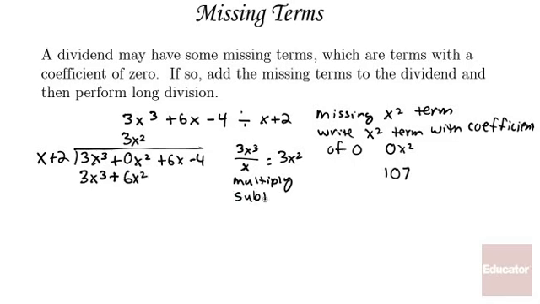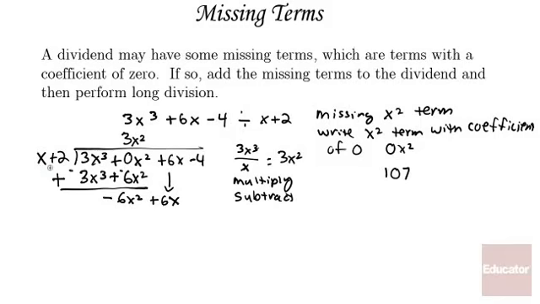Then subtract. So after you multiply, subtract. And remember, this is the same as adding the opposite. So I'm going to add the additive inverse of both of these. Okay, 3x cubed minus 3x cubed cancels. Now I have x squared minus 6x squared to yield negative 6x squared. Before I divide this term, I need to remember to bring down the next digit. So I've got plus 6x.